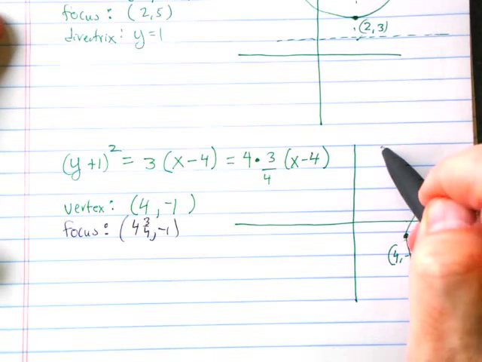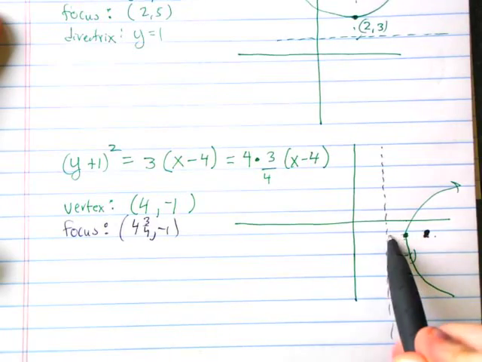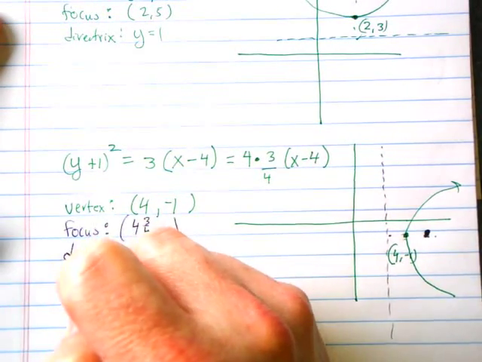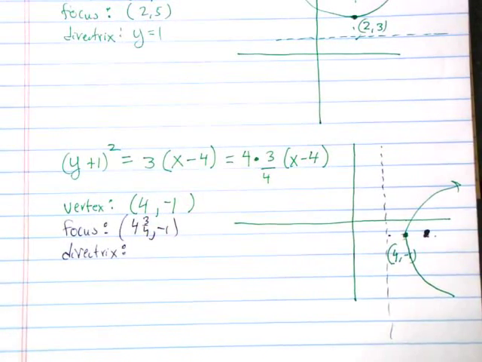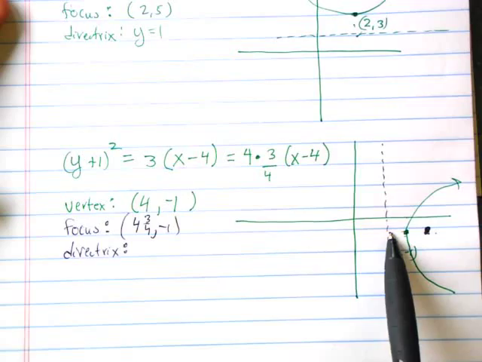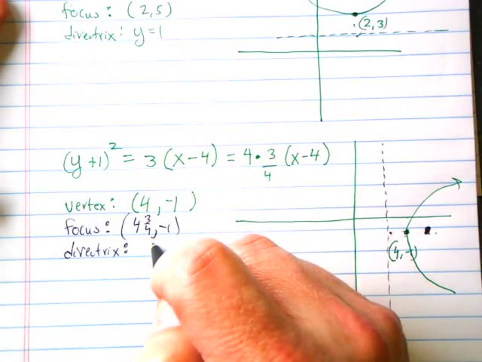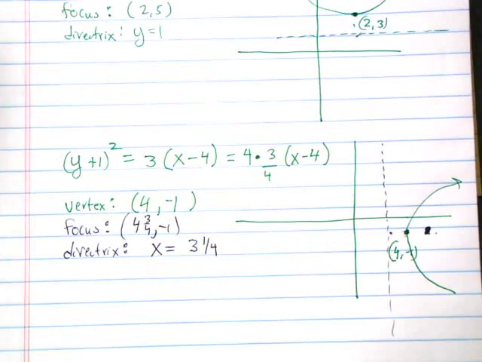My directrix is going to be, this time, a vertical line over here, and it's going to be 3/4 to the left. So what's my directrix? 3 1/4. So I go back 3/4. That's 3 1/4. And since it's a vertical line, x equals 3 1/4. Questions on that?